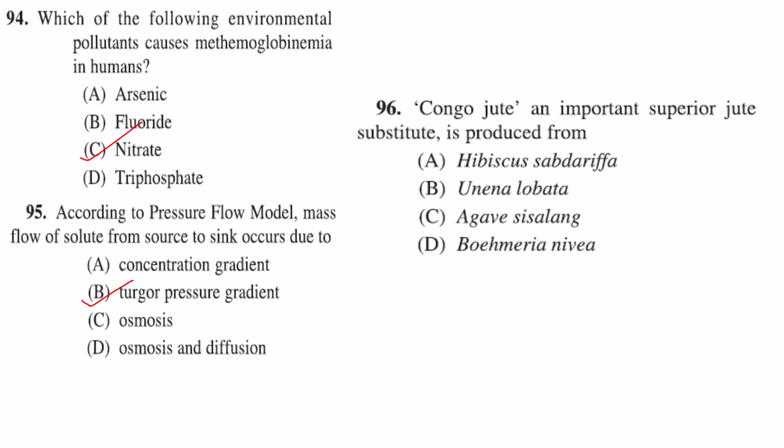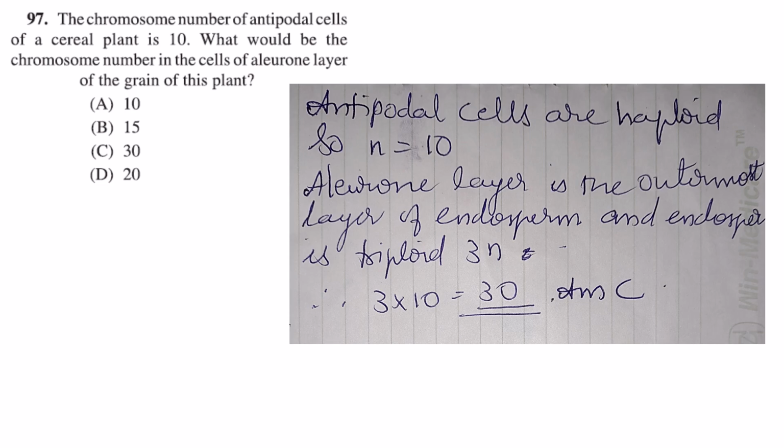Congo jute, an important superior jute substitute, is produced from Urena lobata. Answer is option B. The chromosome number of antipodal cells of a cereal plant is 10. What would be the chromosome number in the cells of aleurone layer of the grain of this plant? So the antipodal cells, you all know, they are haploid. So n is equal to 10. So aleurone layer is the outermost layer of the endosperm and endosperm is triploid. So 3 into 10, that is 30. So your answer is option C.